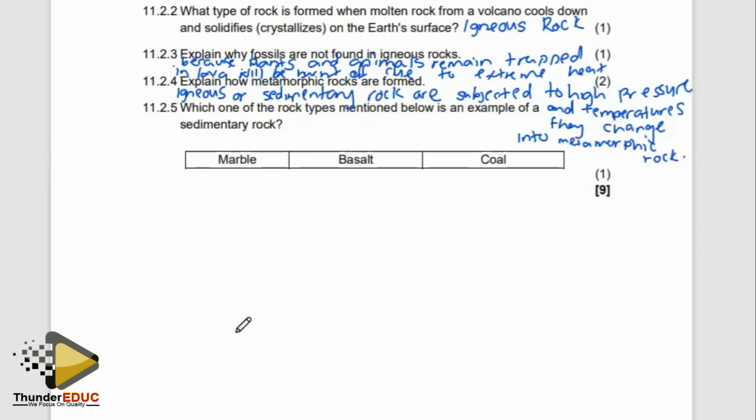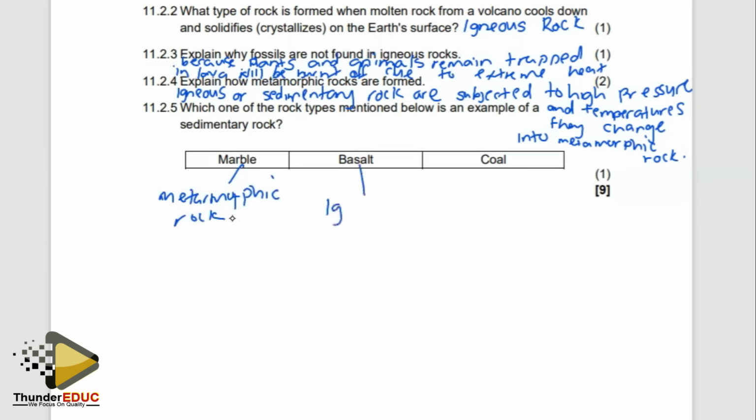Let's move on to 11.2.5. Which one of the rock types mentioned is an example of sedimentary rock? Okay, so we have marble here. Can you say it's marble? No, because marble is a metamorphic rock. Then we move on to basalt.